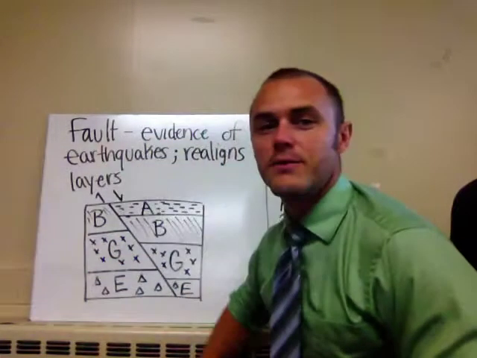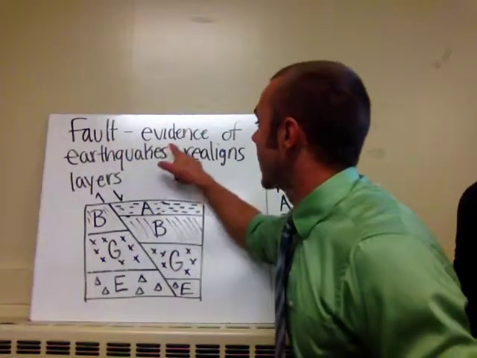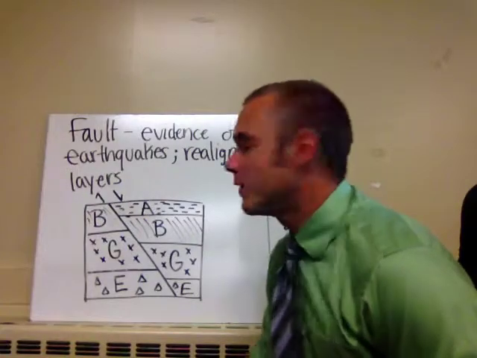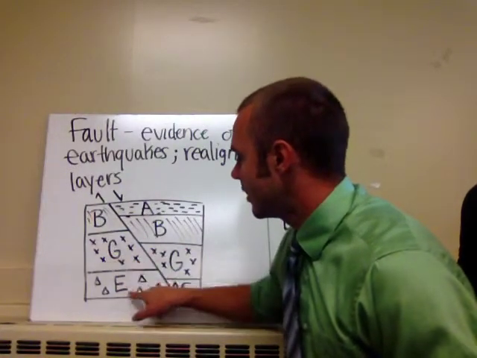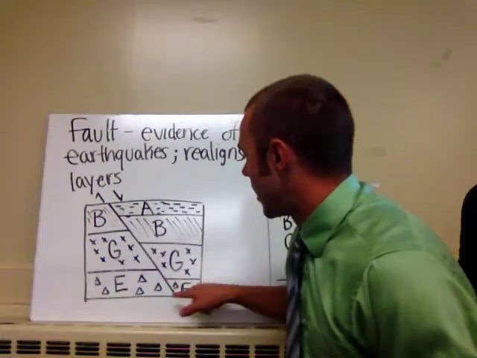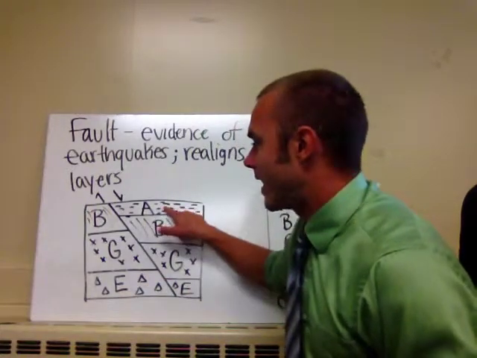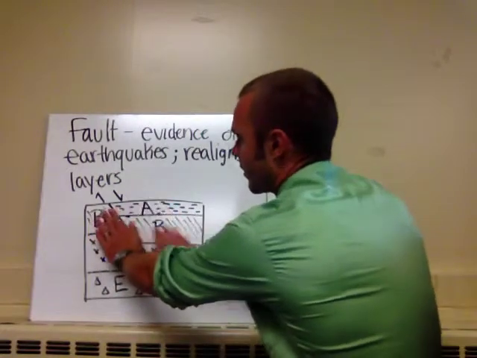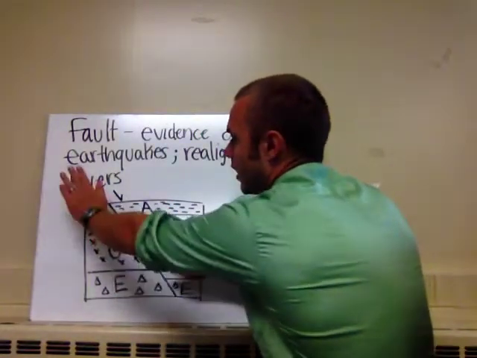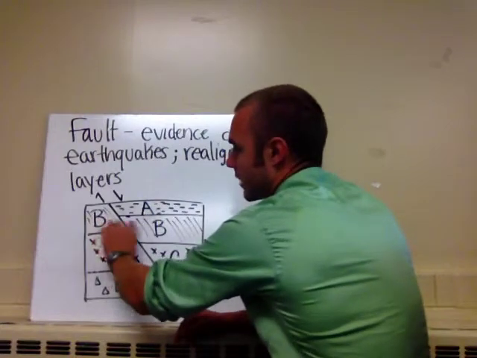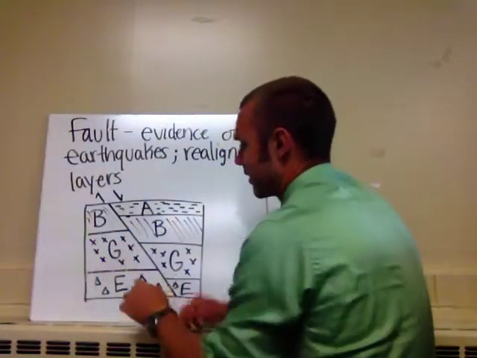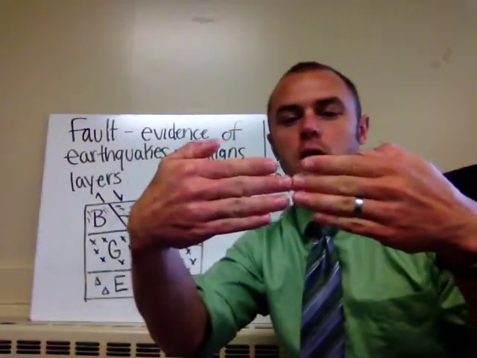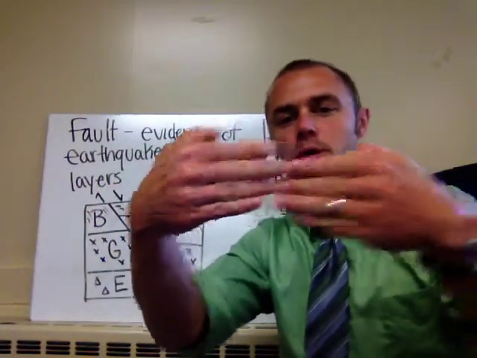Next, we have faults. A fault is evidence of earthquakes, and they realign layers. So in this one we have B, G, and E. E, G, B, but then we have A on the top here. What's happened is that this rock layer has come down and this rock layer has moved up. So B and B are connected, G and G are connected, E and E are connected, but they've been offset like this. If you think about it, here are your rock layers and they've just been shifted up one.